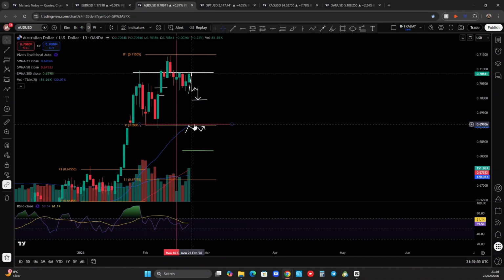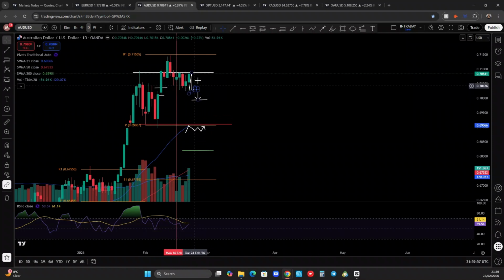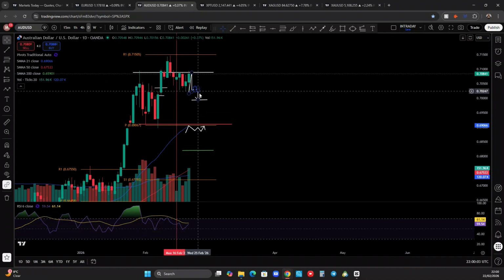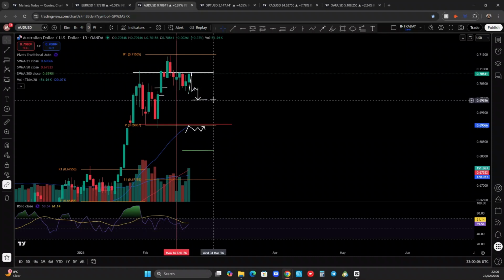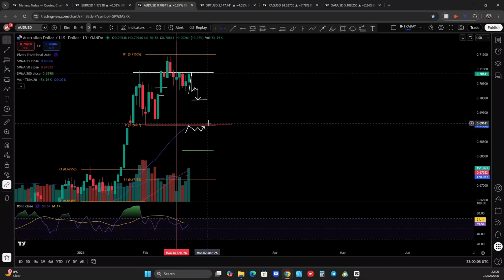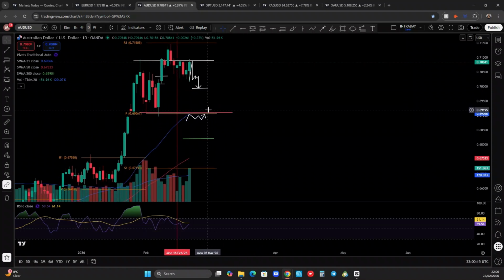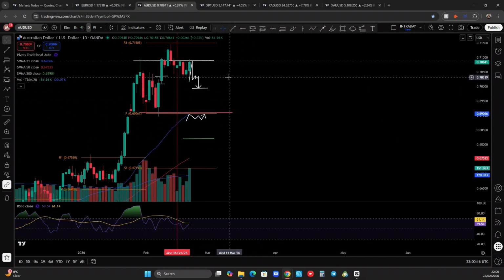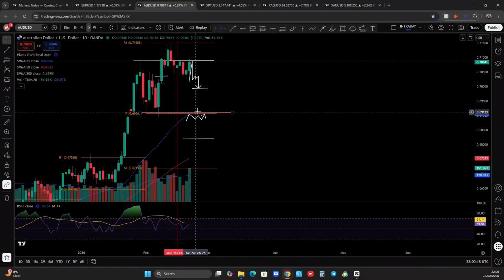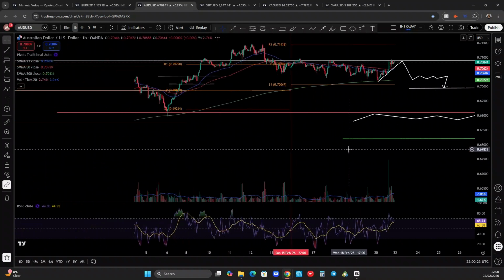This level here would be my target if the pattern plays out to the downside, only if the pattern plays out to the downside. Then I'll take the entry here, and this will be my target. And from this level, I would expect a pullback, but this will be my target, so I would already be out. Let's check it on the lower time frame.